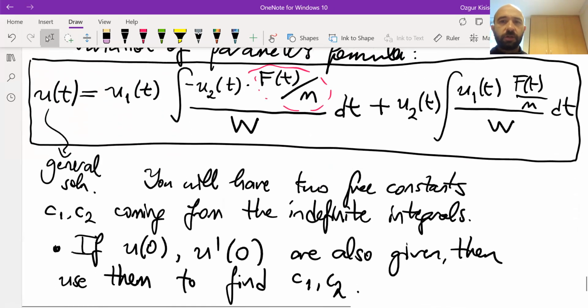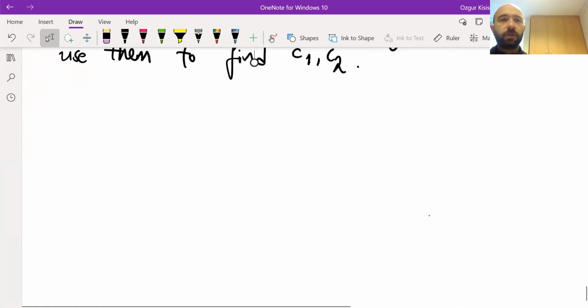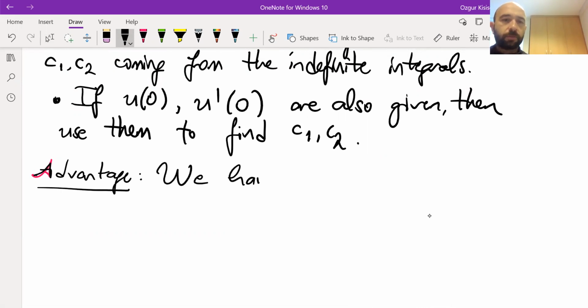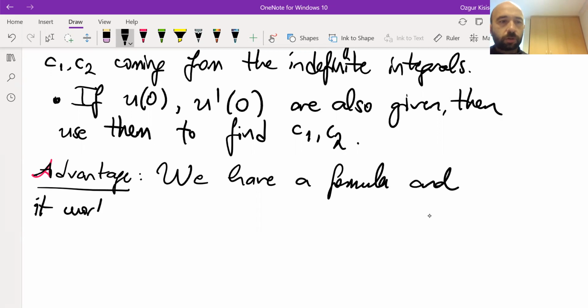Okay, now this is in a sense a wonderful answer, although you might say this formula is quite scary at first sight. But the nice thing is you have a formula and it works for all f, right? So the advantage is we have a formula and it works for all possible f.